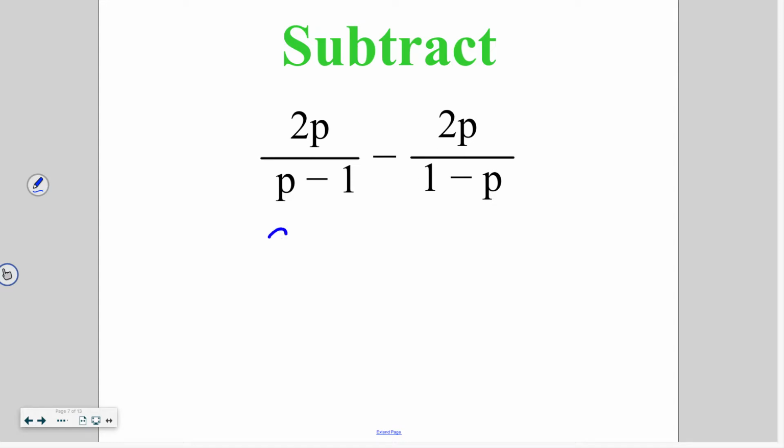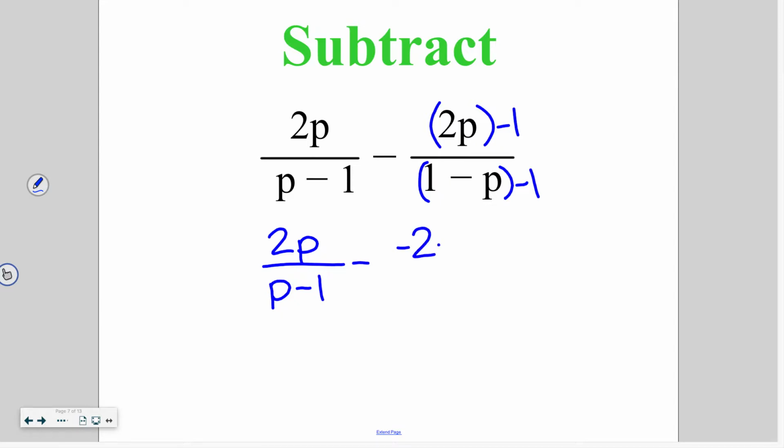So we're going to keep this first one the same and say 2p over p minus 1. This whole bottom part is going to be multiplied by a negative 1. If I do that on the bottom, I have to do it on the top. So we're now subtracting negative 2p over negative 1 plus p, which can be rewritten to just p minus 1. It's the same thing now.